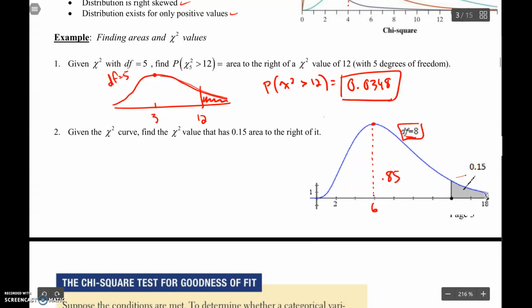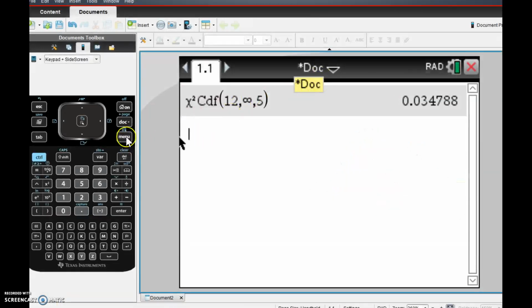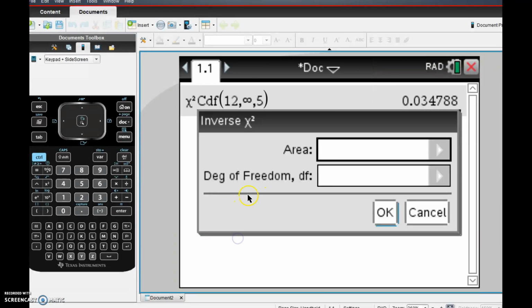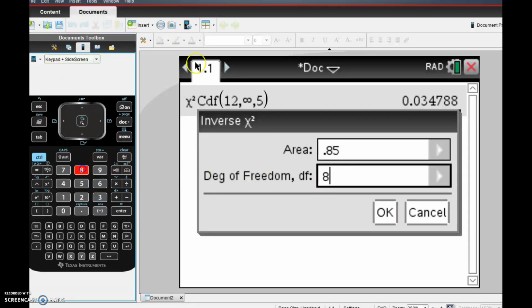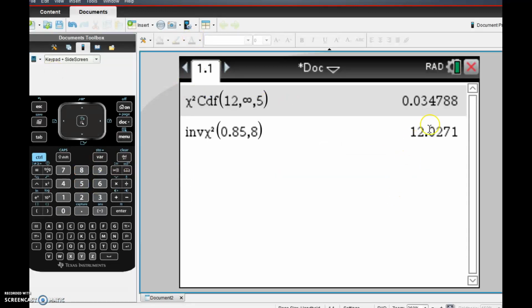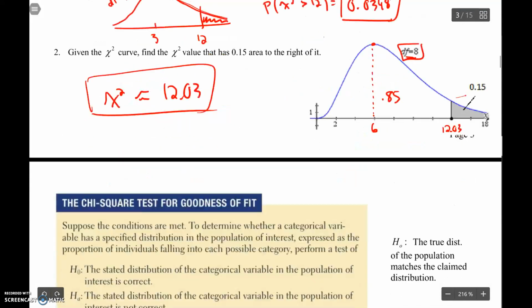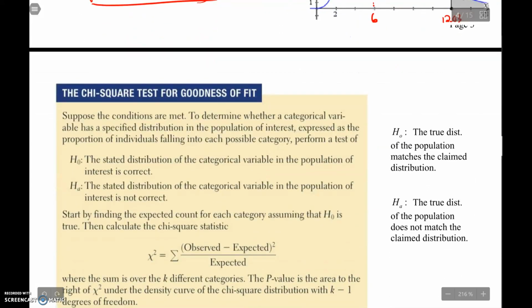So I want the area that has 85% to the left under 8 degrees of freedom. That's going to be the inverse chi-squared function. 0.85. Was it 8 degrees of freedom? 12.03. Looks about right. Chi-squared is approximately 12.03. All right. So that is a chi-squared curve.